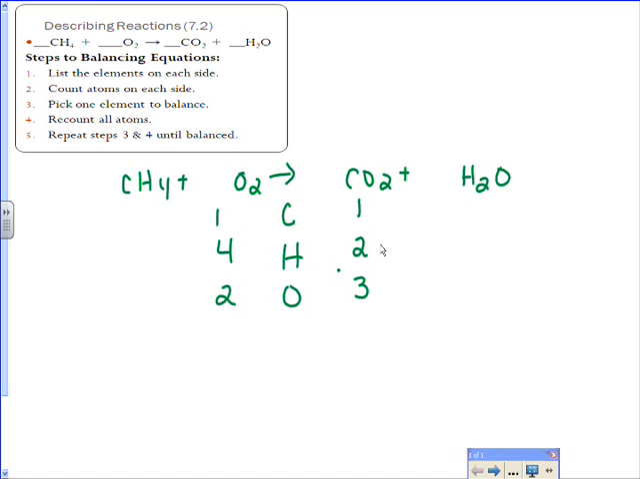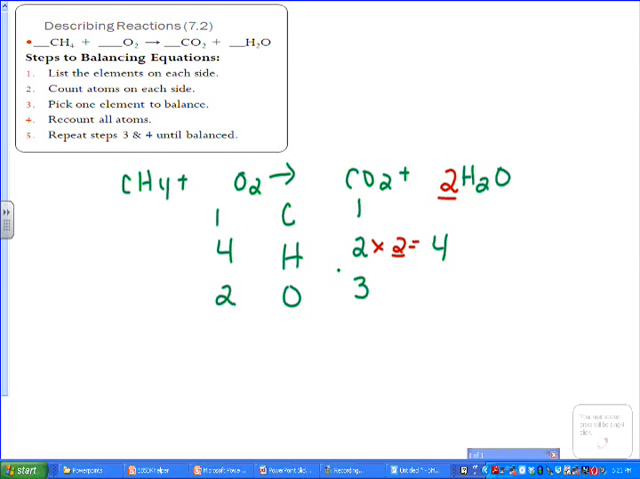So on this hydrogen, I can actually say times 2, and that will equal 4. Right? So I do my times 2, and if I multiply the hydrogen on the product side by 2 on my list, I have to also multiply it up here. So this 2 and this 2 go together, since I multiplied by 2 down here, I have to multiply by 2 up here. Now, step number 4 says recount all of the atoms.